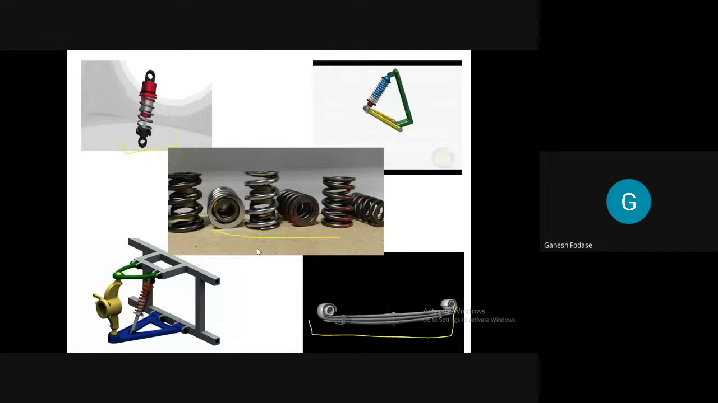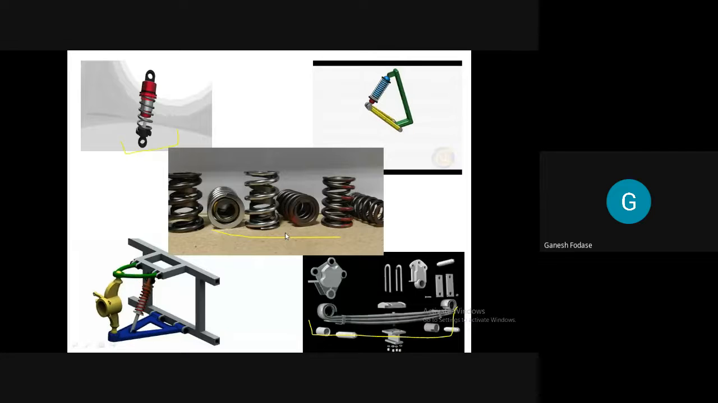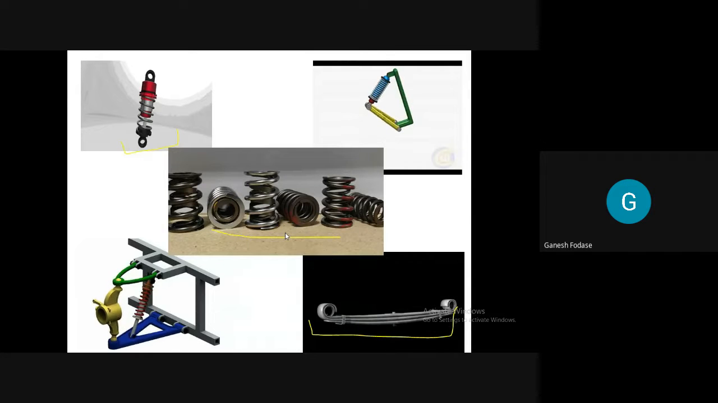There are some diagrams where springs are used. Types of springs are shown. Now tell me which types of springs are known to you? By looking at this picture also you can tell me. There are different types of springs. Helical. Yes.